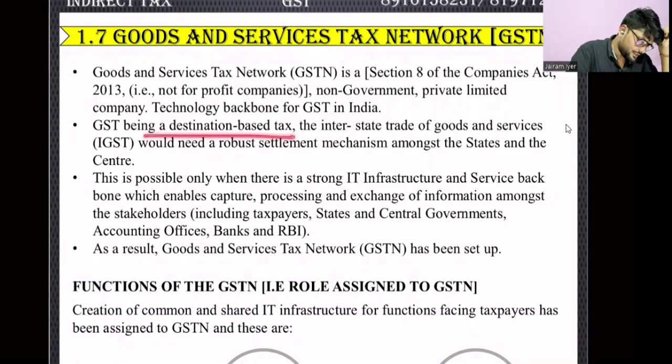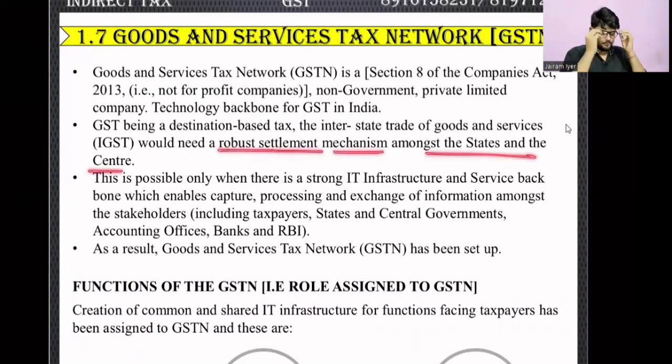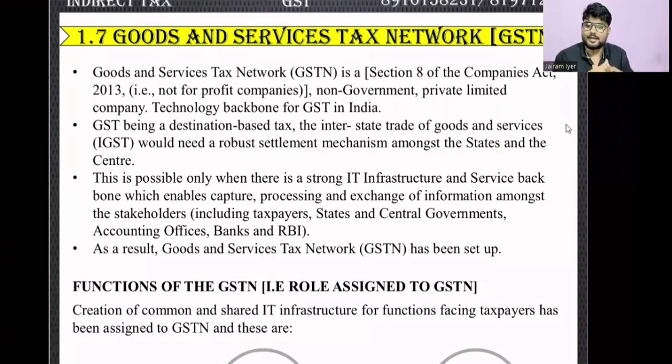GST being a destination-based tax, all interstate trade of goods and services, that is IGST, would need a robust settlement mechanism among the states and the center. The law has been framed in such a way that IGST will be collected by the center, and after that apportionment will be done. But how actually does this apportionment have to be done? Where are the goods being consumed? Which SGST belongs to which state? All this is happening in such a good way just because of the GST Network, GSTN.